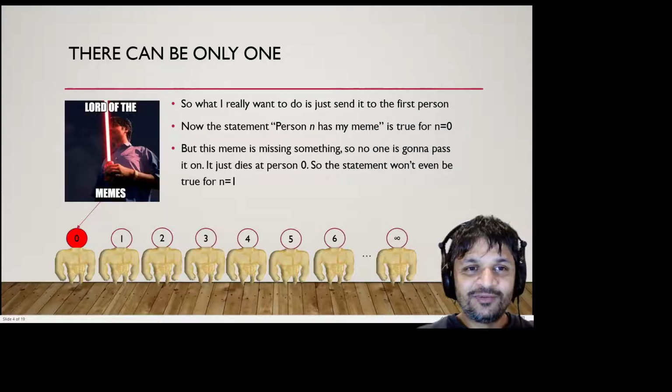But that meme of me with my lightsaber is not particularly good. So that's all that happens. Person 0 has it, and they're not going to pass on my meme, and it just gets stuck. The statement won't be true even for n equals 1. Person 1 will not have my meme, and person 2 won't have it. Basically, the only person who has it is person 0.